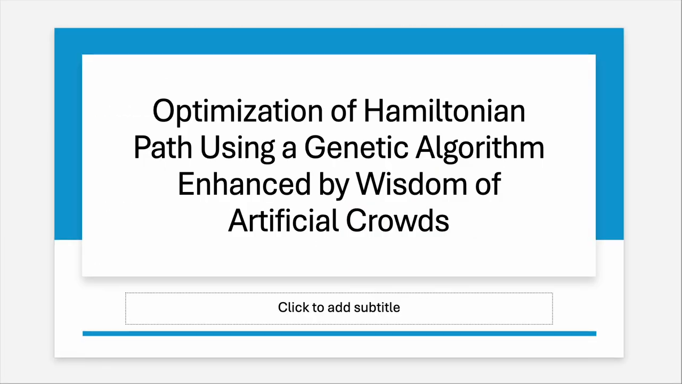Today I'll be presenting my work on optimizing the Hamiltonian path problem using a genetic algorithm enhanced by Wisdom of Artificial Crowds, or WAC for short. This project focuses on applying and improving evolutionary techniques to solve a classic NP-complete problem that has significant real-world applications. I'll discuss the methodology, parameter tuning, results, and possible future directions for this research.